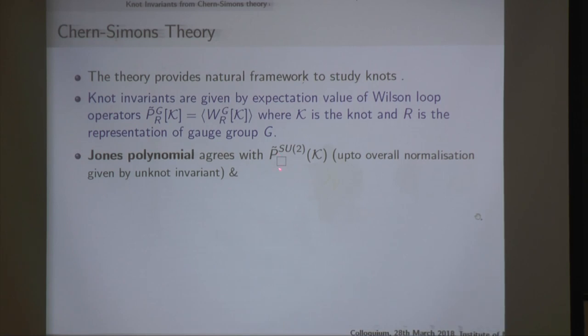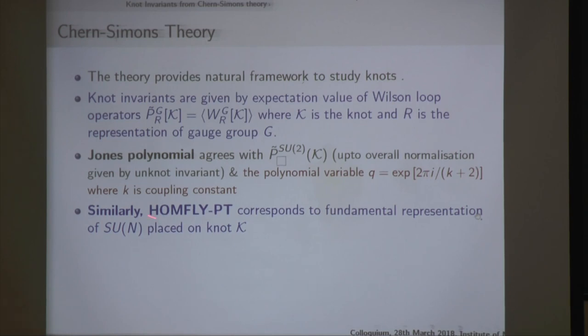So on the Wilson loop, you put the spin half representation of SU(2), and if you evaluate it, up to an overall normalization, which we take to be the unknot, because in knot theory people use the unknot invariant to be 1. If we put in this normalization, then we get the corresponding Jones polynomial. The polynomial is in the variable q, and this has a correspondence to the coupling constant k in Chern-Simons.